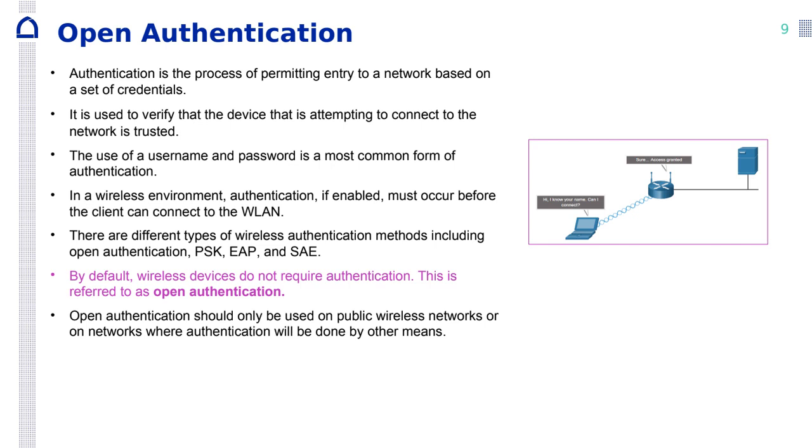Okay. By default, wireless, they don't require authentication. Of course, you have to change that. Don't keep it as open authentication. You have to configure it. Open authentication should only be used on public wireless networks or on networks where authentication will be done by another means. You know, like when you go to the mall, you connect to the access point, but then you are asked to authenticate on another application, right? Yeah. That's the meaning.